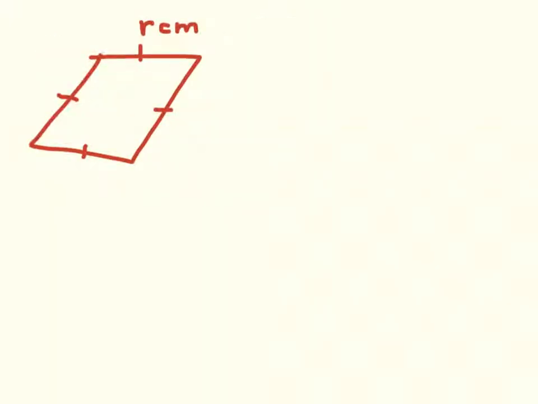Let's create another linear equation. A rhombus has sides of length r centimeters. If the perimeter of the rhombus is p centimeters, express p in terms of r. So expressing p in terms of r means that r is the independent variable and p is the dependent variable. So you're going to start by saying that p is equal to something.